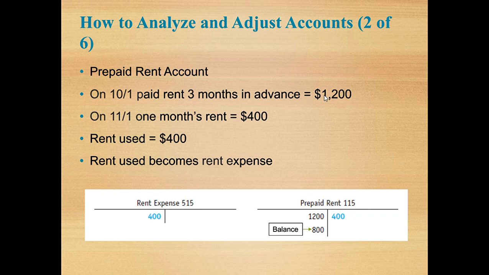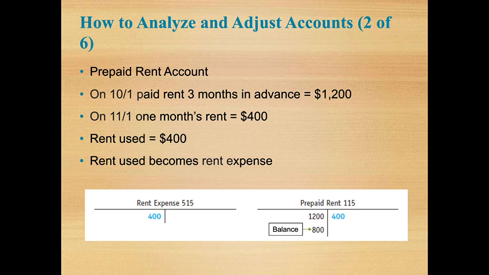Because my rent is $400. It's family, so they're hooking me up. My rent is $400 a month, and I wanted to give them $1,200 for 3 months in advance. So that's what you call prepaid rent. I established my prepaid rent. Once I give them the check for $1,200, I established my prepaid rent at $1,200. And I decided to do my accounting on a monthly basis. So at the end of every month, that is when I'll acknowledge the rent expense.